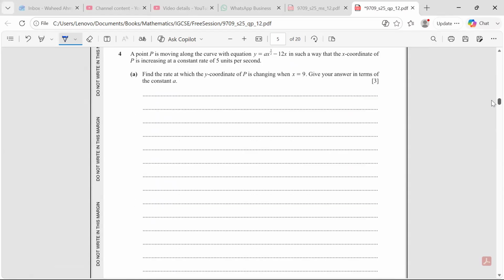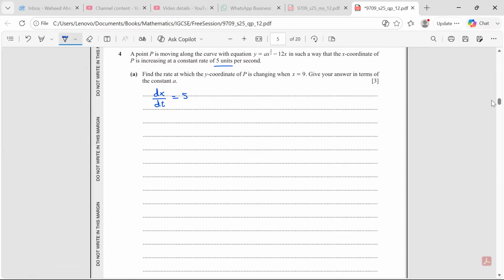A point P is moving along a curve with equation this. So this is an equation between x and y, the equation of a curve, in such a way that the x coordinate of P is increasing at a rate of 5 units per second. Okay, this is interesting. So we are given that dx by dt is equal to 5, right? Read it again, the x coordinate of P is increasing at a rate of 5 units per second. So increasing with time, so dx by dt is 5.